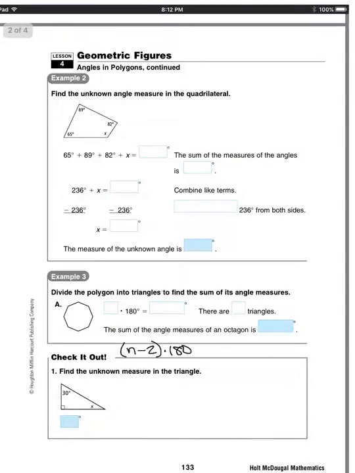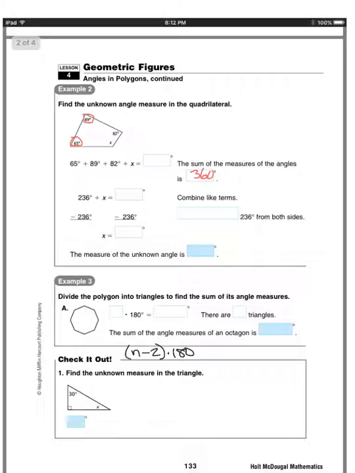Okay, find the unknown angle measure in a quadrilateral. The sum of the measures of the angles of a quadrilateral is 360 degrees. So same thing as last time. They took what they knew, 65 plus 89 plus 82 plus x, and they set that equal to the amount of degrees in a quadrilateral, which is 360 degrees. Then they combine like terms, which in this case is our constants, and when they did that, they got 236 degrees. They brought the plus x down because we haven't done anything with it, and then we need to bring down the 360 because we haven't done anything with it.